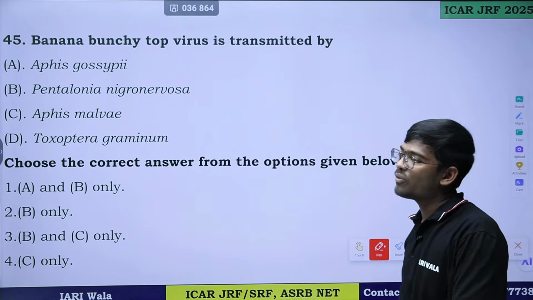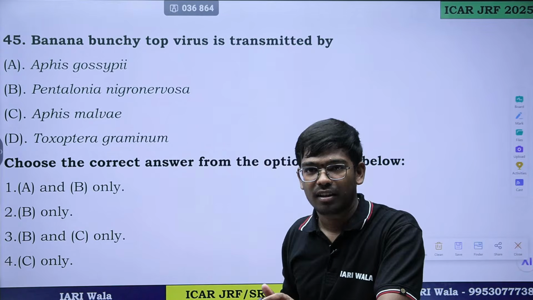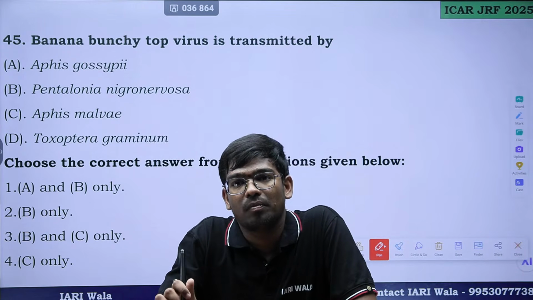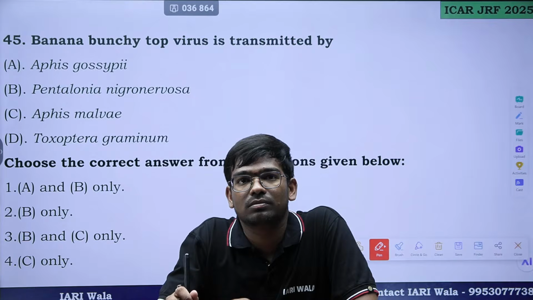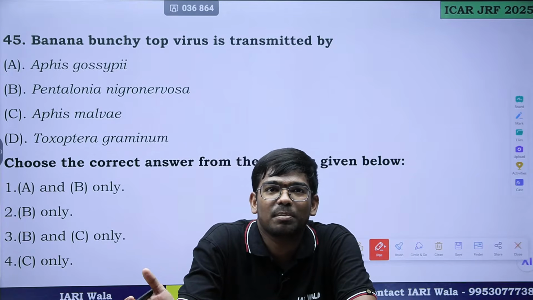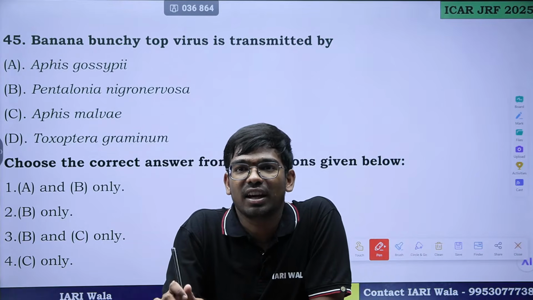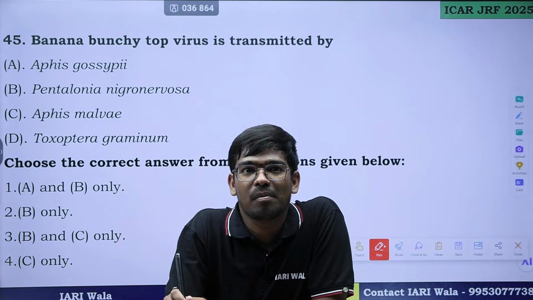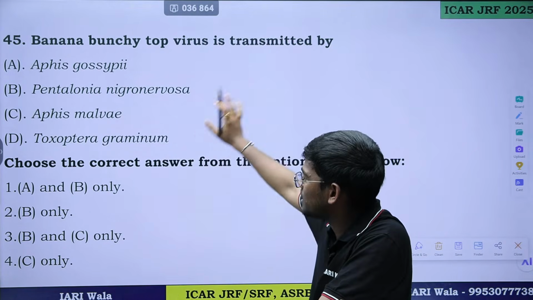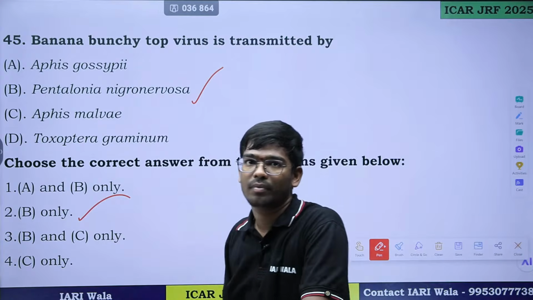Banana bunchy top virus is transmitted by: Aphis gossypii, Pentalonia nigronervosa, Aphis malvae, Toxoptera graminum. Easy, you need to tell this. Which is correct? Good, 2, that is Pentalonia nigronervosa. Banana bunchy top is transmitted by the banana aphid, Pentalonia nigronervosa. So 2 will be the answer.